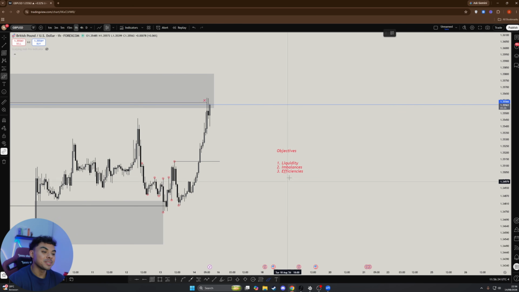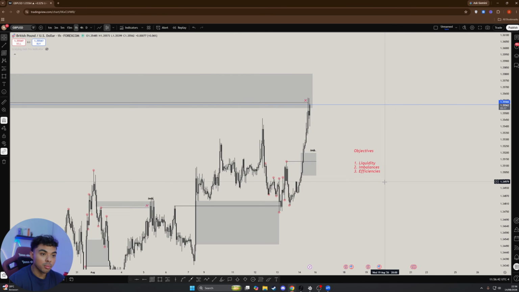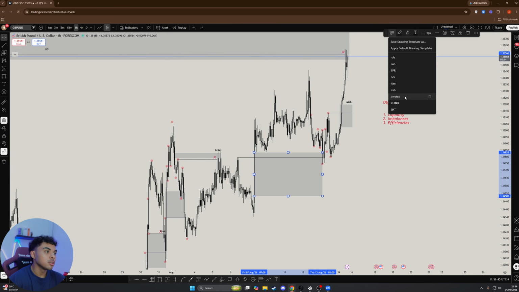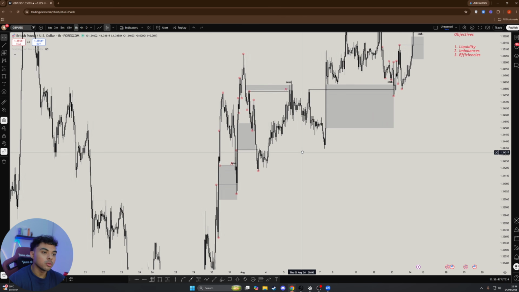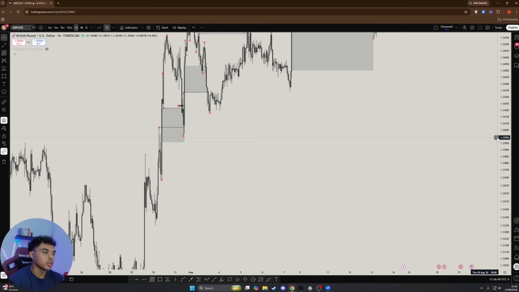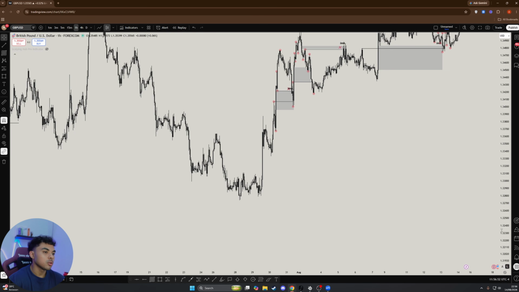What matters the most is pretty much these three objectives. They need to be completed. If you look at these, that's pretty much the imbalance there. Good. Imbalance worth marking, okay? This imbalance here, worth marking. That imbalance there, worth marking. This one, worth marking. So all of these pretty much is worth marking.